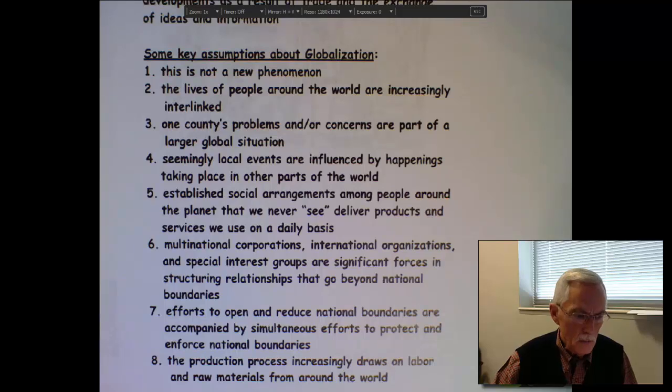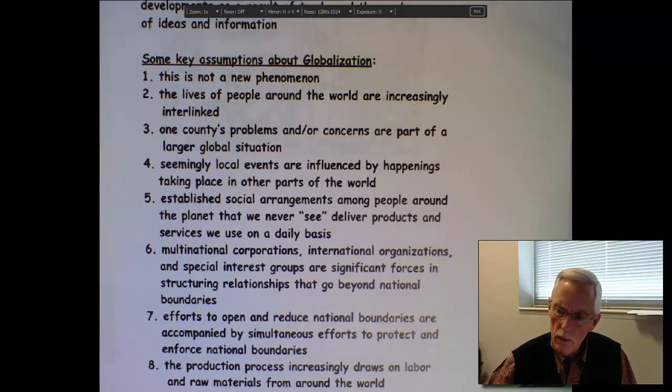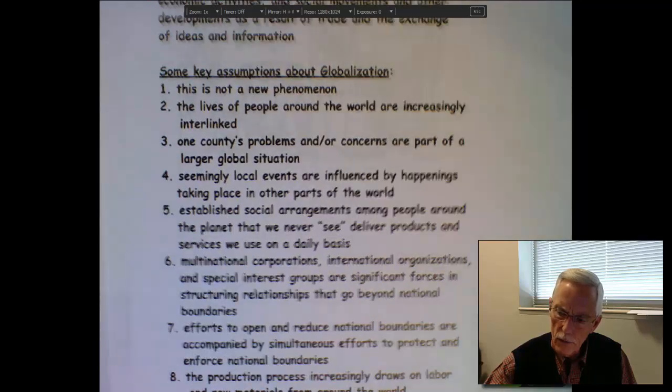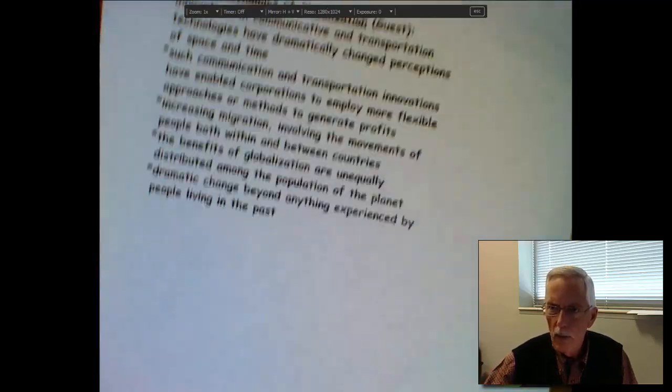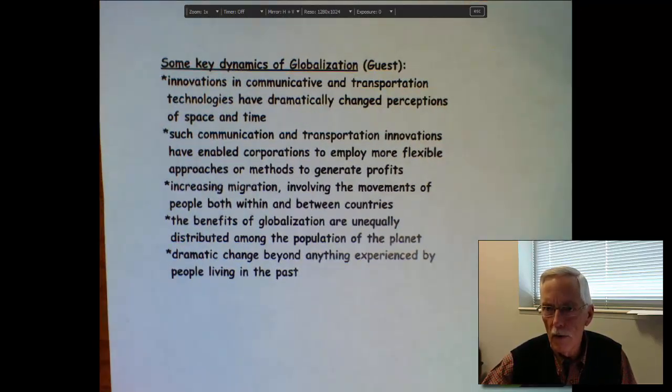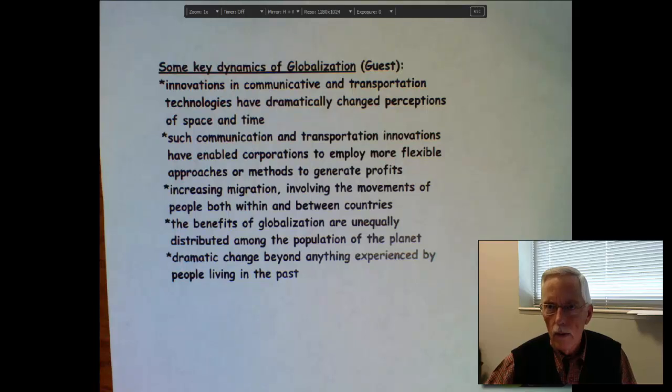An anthropologist by the name of Guest has come up with what he considers to be some of the basic highlights, or dynamics. This is the terminology that he uses of globalization. Take a moment and review these.